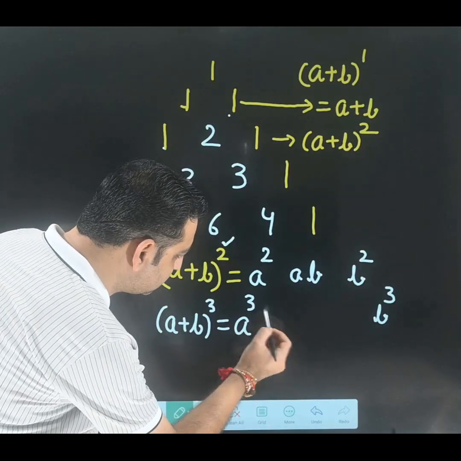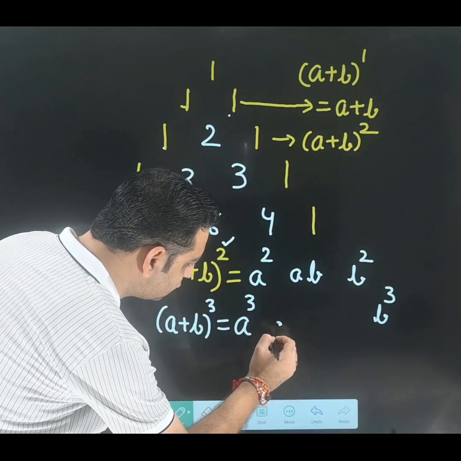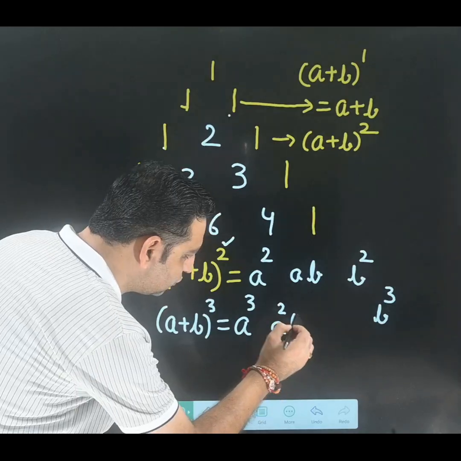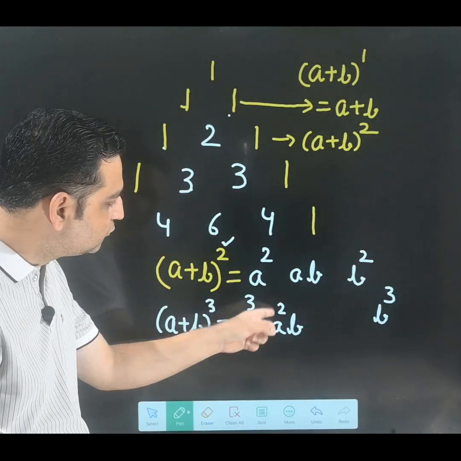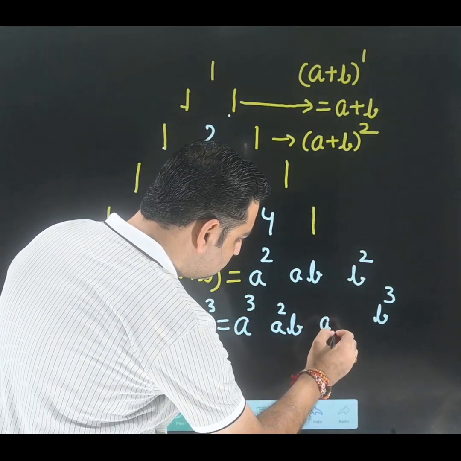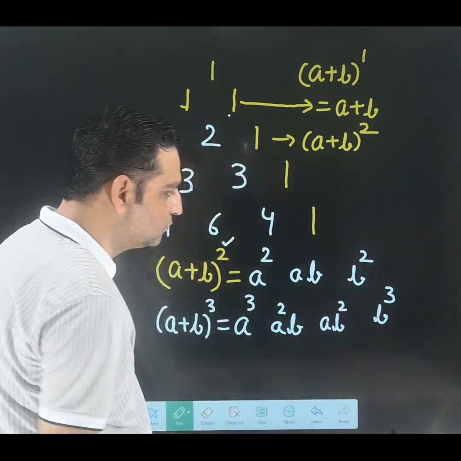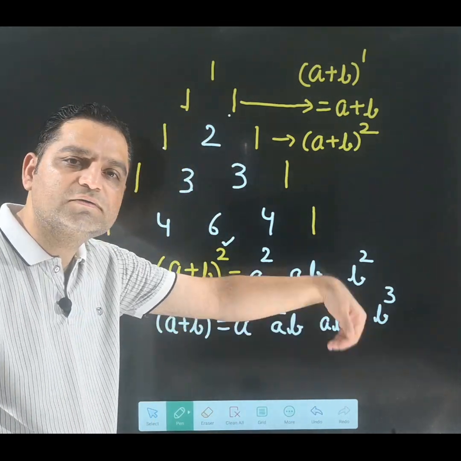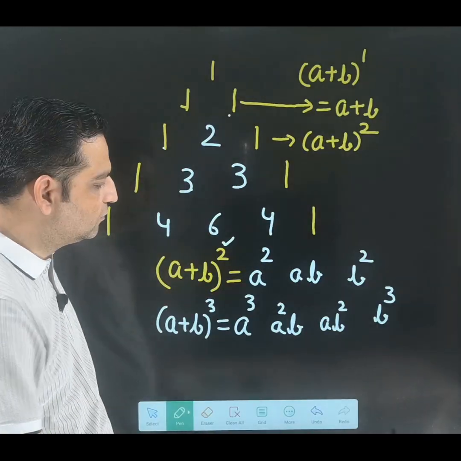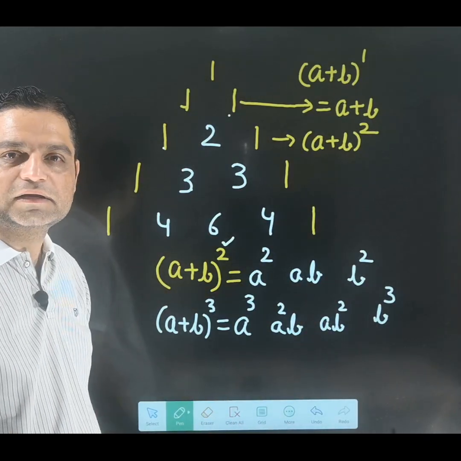Now what happens? What is the next term? A cube becomes a square and add b to it. A square becomes only a, then increase b, and after that a is reduced, b is increased further, so we get b cube. That is how the flow goes.